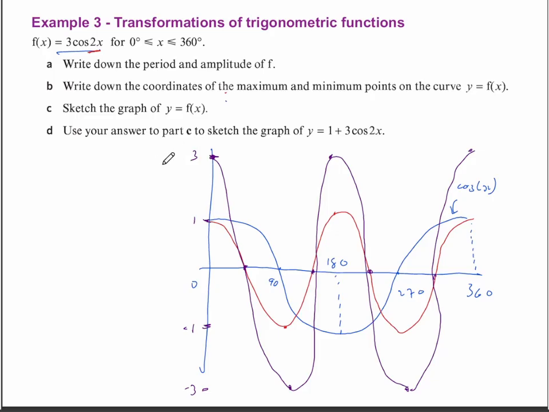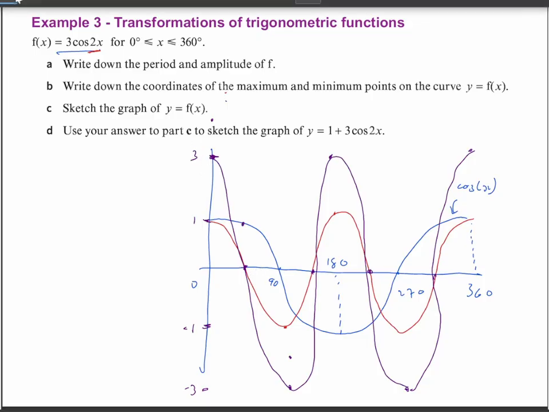Then use your answer to part C, so this sketch right here that we have, the purple sketch, to sketch this graph right here, which is 1 plus that. And 1 plus that means you translate it upwards by 1 unit. That means wherever it's at 3, it will now go to 4. Wherever it's at 0, it will now go to 1. Wherever it's at negative 3, it will now go to negative 2.